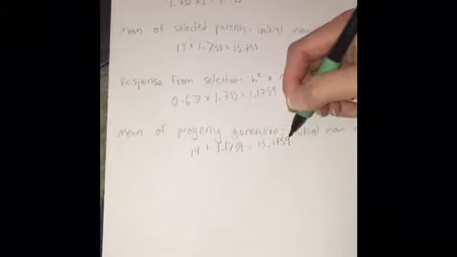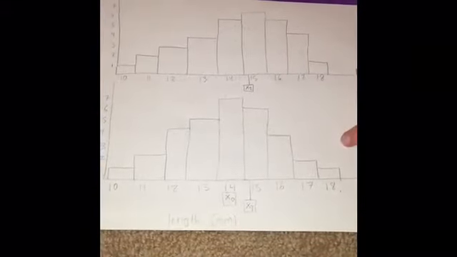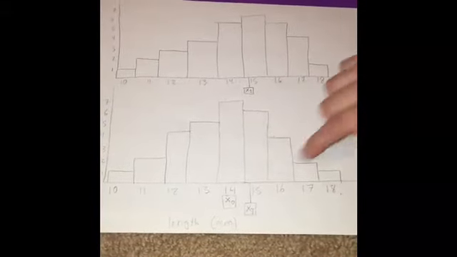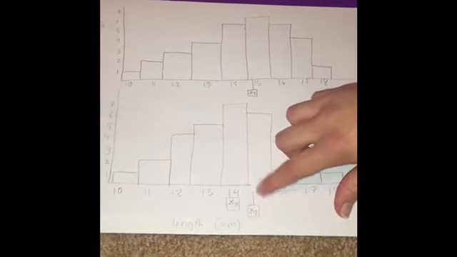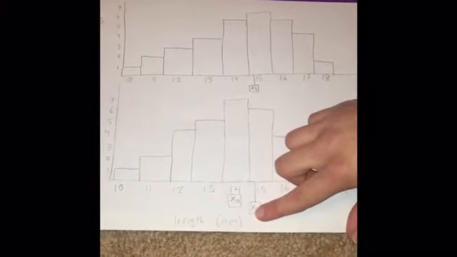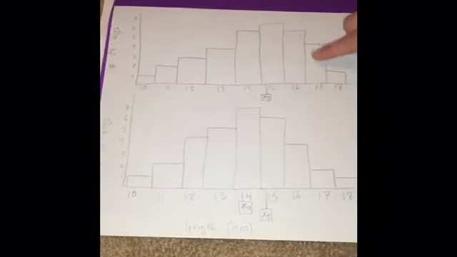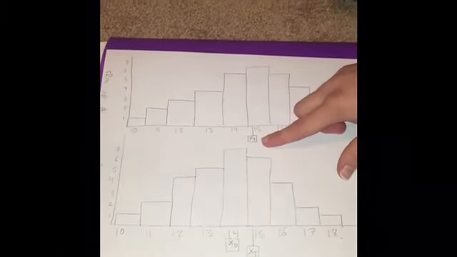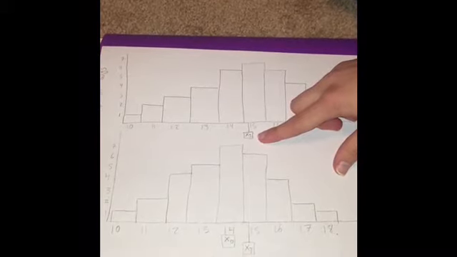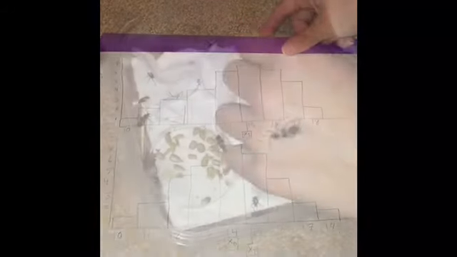15.1759. So this is the histogram of our original population. The mean is 14. This is our truncation point. We have length in millimeters on the x-axis and number of bugs on the y-axis. And in our progeny generation, the mean is 15.1759, and it is left skewed.